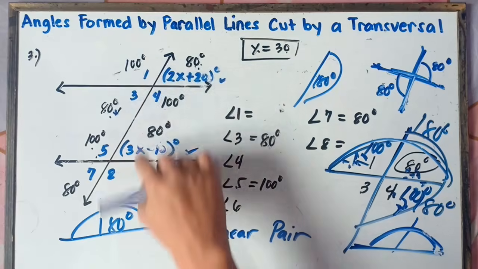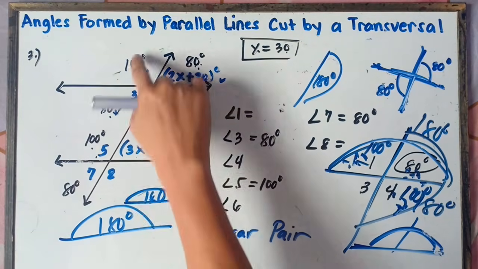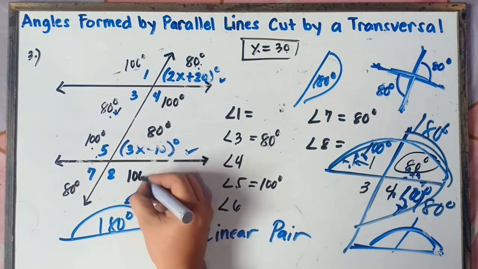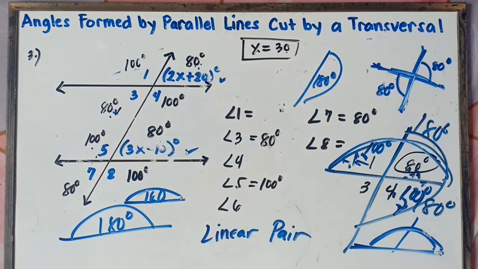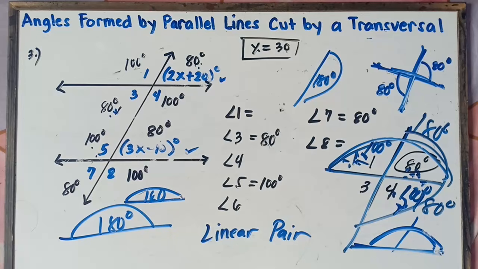100 degrees, therefore, alternate exterior angles, this is also 100 degrees, because alternate exterior angles are congruent. That's it, class. You're all set. For me, class, it is better to remember vertical angles and then linear pair. If you recall vertical angles and then linear pair, you can answer this right away. Very easy for this one if you recall linear pair and then vertical angles.